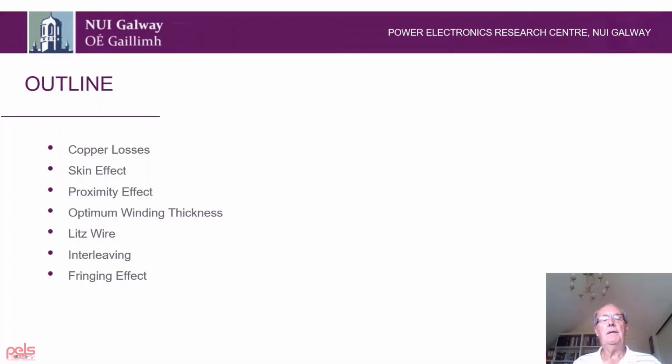Okay, so here basically is an outline of the presentation. We're going to split out the losses in a typical transformer in terms of the copper losses, skin effect, proximity effect. Then we're going to look at how we can optimize the winding to minimize these losses. Then we're going to look at some mitigation factors in terms of using Litz wire, interleaving, and finally we're going to look at a fringing effect, which is really something that's come into play in the last couple of years, particularly now with the advent of resonant converters.